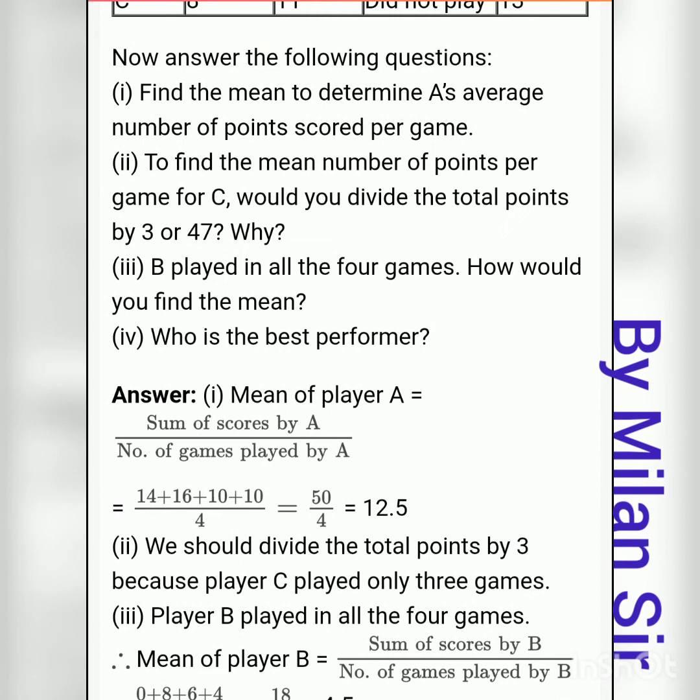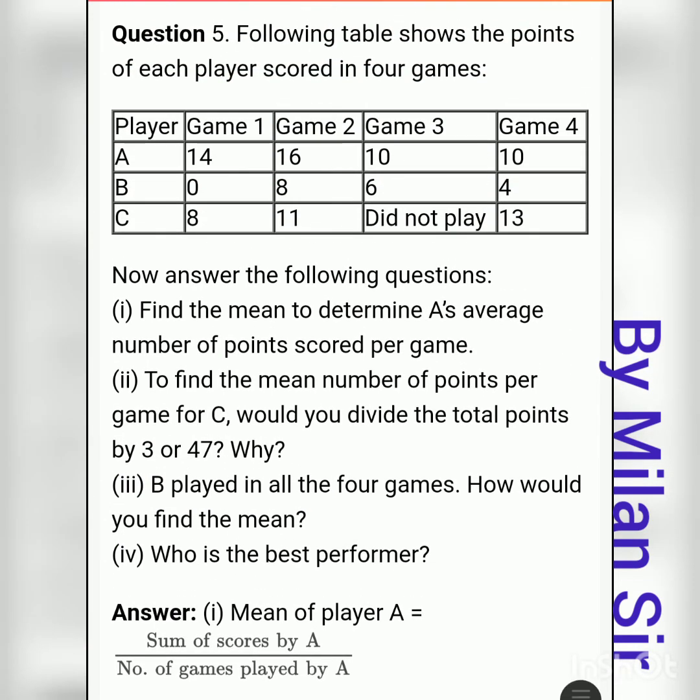Okay, after that the third question: B played in all the 4 games. How do you find the mean? Here 0 means he played the game but his score is 0. It does not mean that he did not play the game. He played the game but he got the score 0. So this 0 we need to consider here. Okay, and we need to find the mean for B.